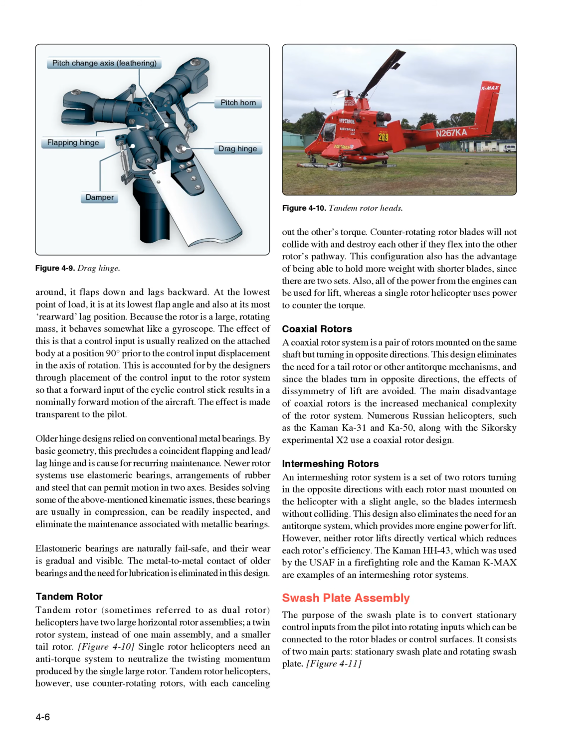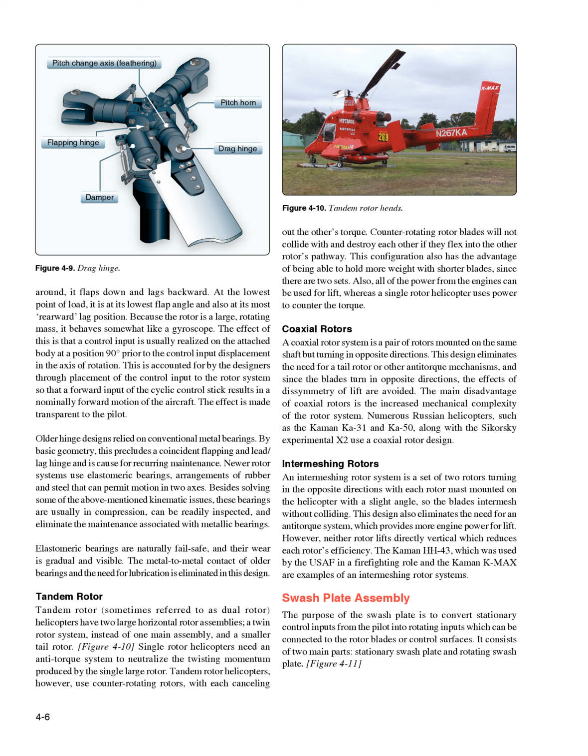Because the rotor is a large, rotating mass, it behaves somewhat like a gyroscope. The effect of this is that a control input is usually realized on the attached body at a position 90 degrees prior to the control input displacement in the axis of rotation. This is accounted for by the designers through placement of the control input to the rotor system so that a forward input of the cyclic control stick results in a nominally forward motion of the aircraft. The effect is made transparent to the pilot.